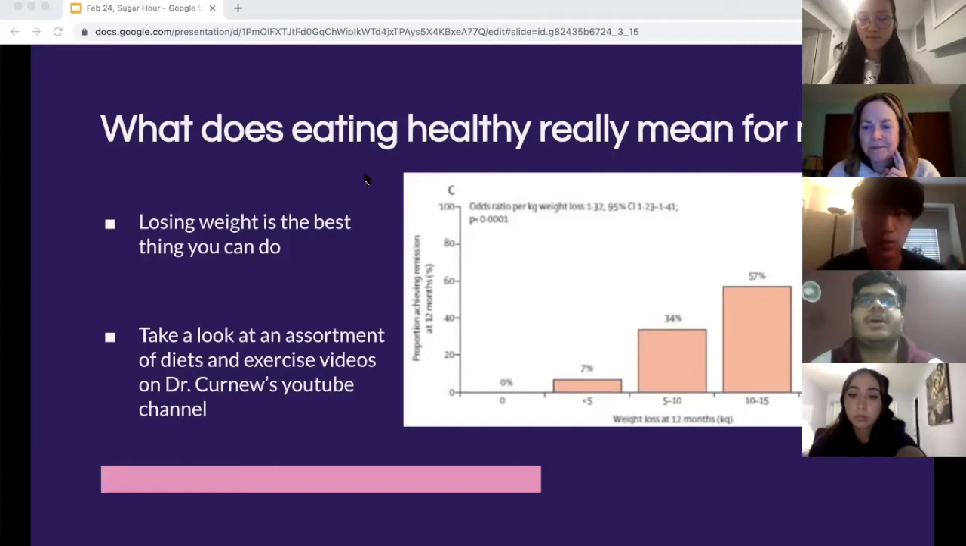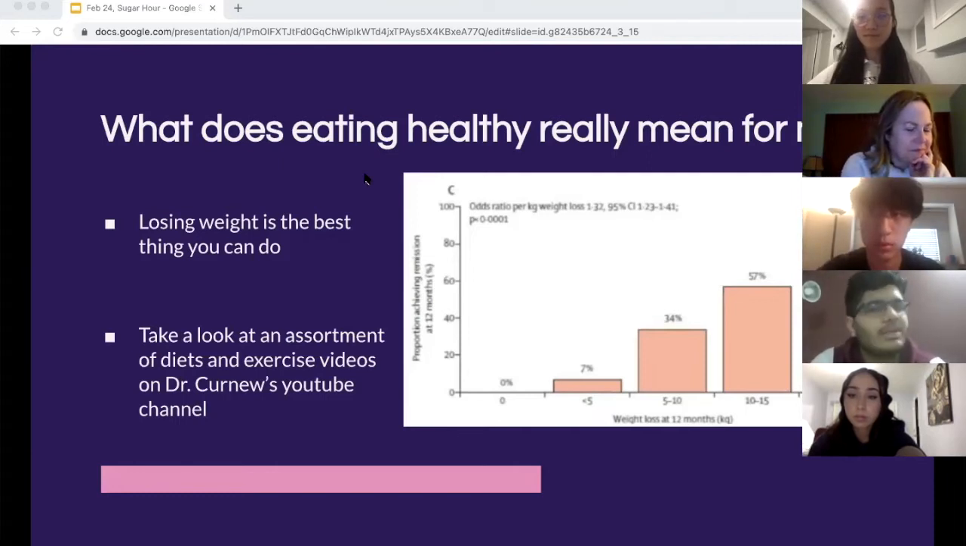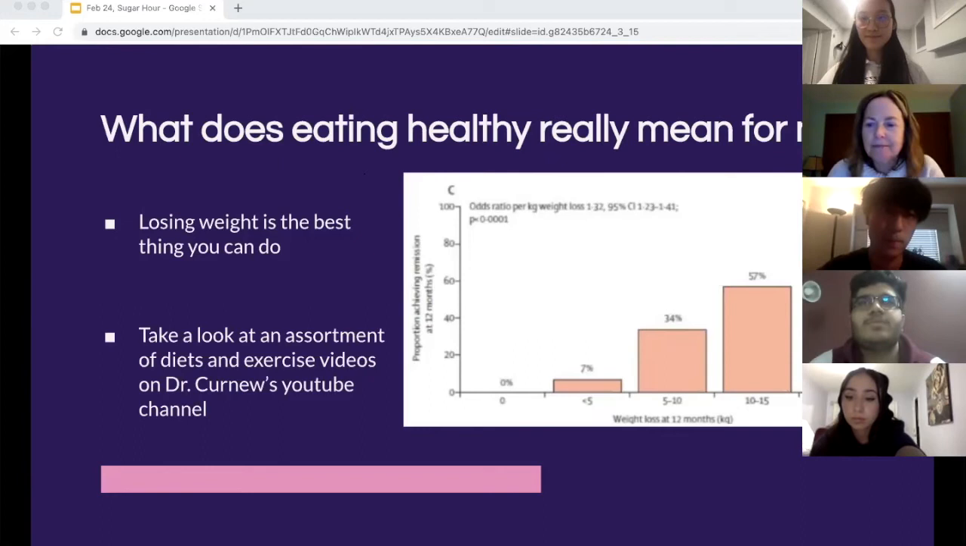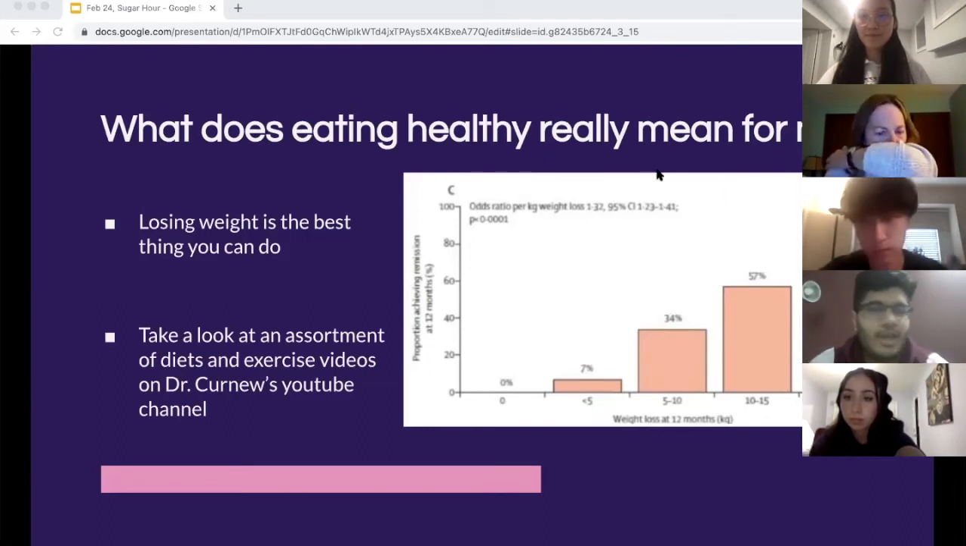I think this is the most important question because whenever you go to the doctors, they're going to tell you to lose weight, eat healthier, eat healthier, eat healthier. But what does that really mean? That's what I want to answer with this section, and I'll be taking you through what it really means to eat healthy.